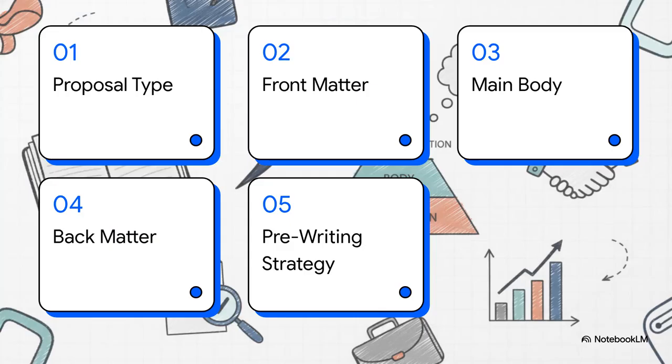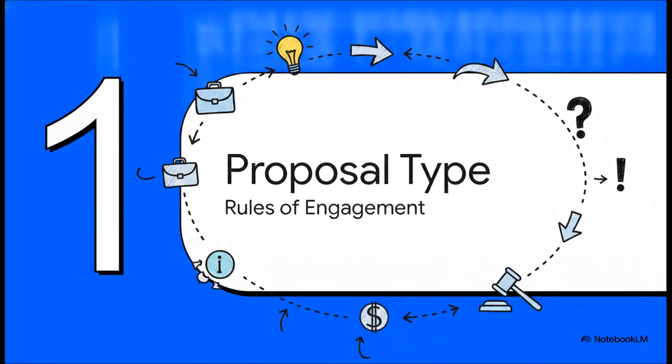Here's our blueprint for this explainer. First, identifying your proposal type. Then we'll hit the three parts of the document: the front matter, the main body, and the back matter. And finally, we'll wrap with a bulletproof pre-writing strategy. All right, section 1, identifying your proposal type, setting the rules of engagement.